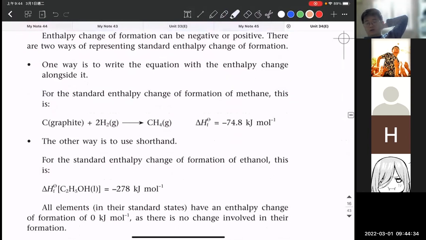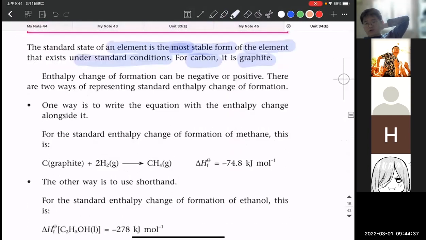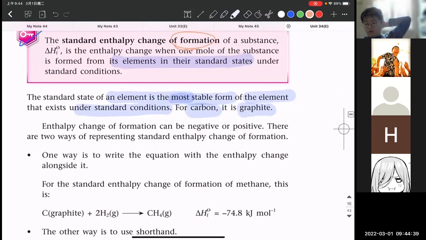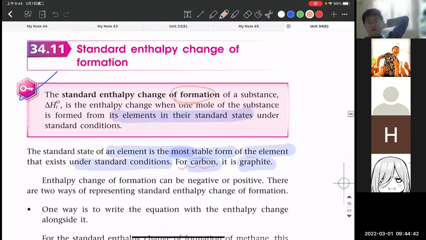Somebody may be quite puzzled, right? Or maybe quite surprised to get to know this part. For carbon, the definition is graphite, not diamond. Even though you think that diamond is harder than graphite, conceptually, when you talk about the enthalpy level of graphite compared with diamond, graphite is more stable. Very strange, isn't it?